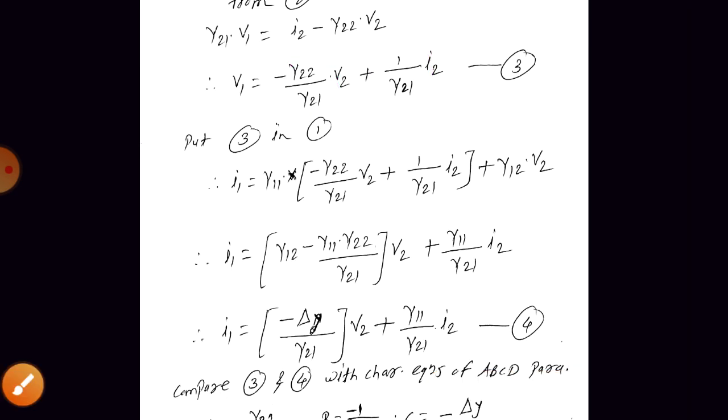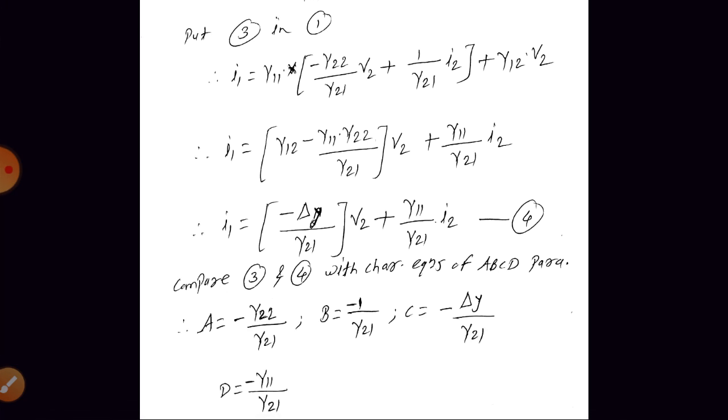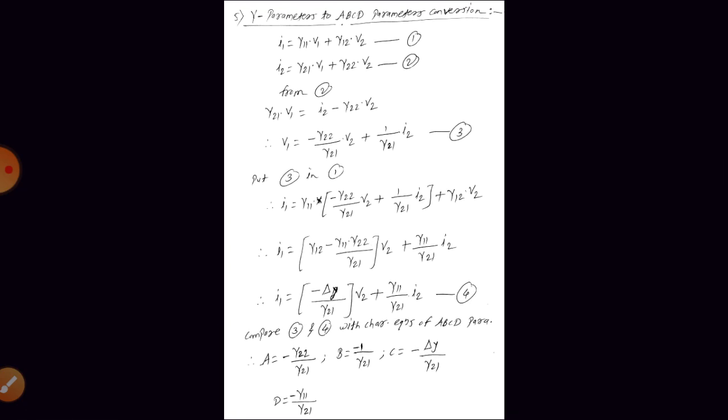So parameter A is minus y22 upon y21, parameter B is minus 1 upon y21. Why am I taking minus? Because in the characteristic equation of ABCD parameter, we have v1 is equal to A v2 minus B i2, right? So simply we need to consider that.